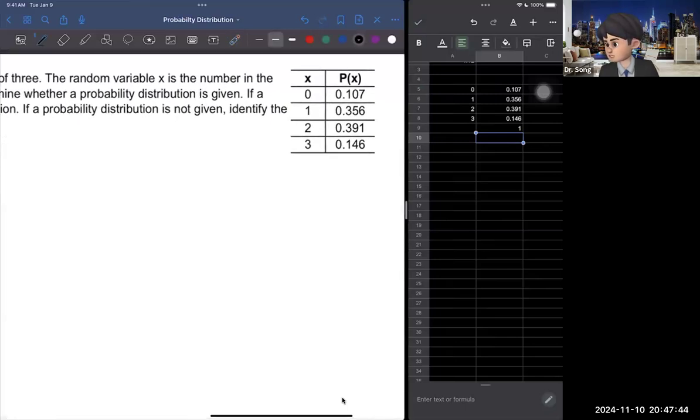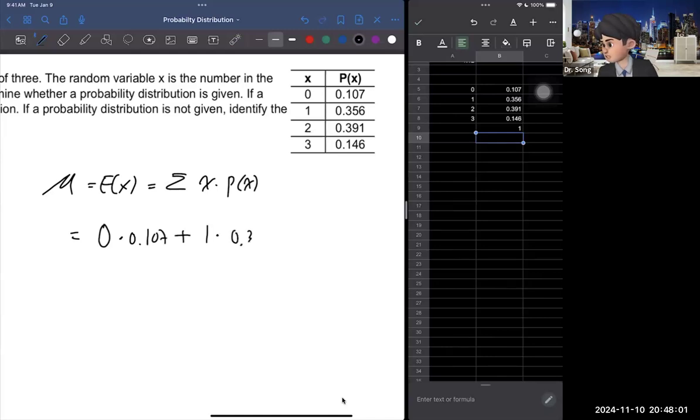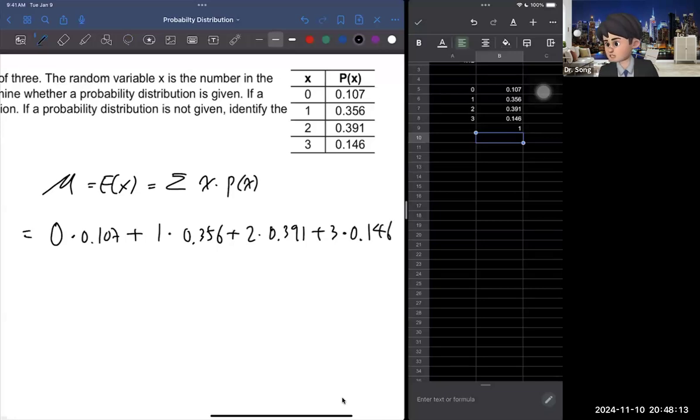So, same as before, the mean mu or the E of x, the formula is summation x times the probability of x. So by hand, you can calculate this way: 0 times 0.107 plus 1 times 0.356 plus 2 times 0.391 plus the last one is when x equals 3, 3 times 0.146. Then you can find the mean.